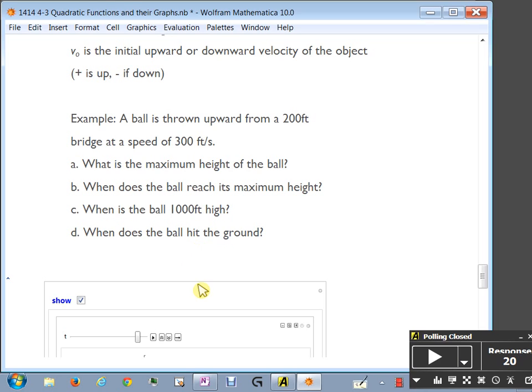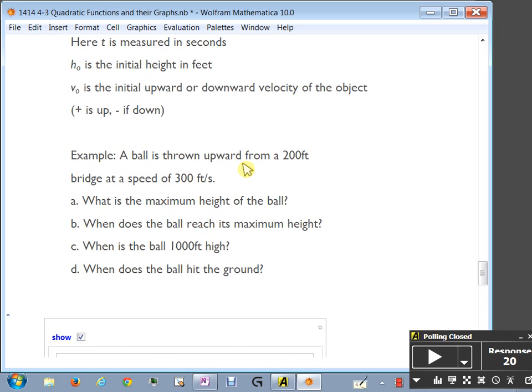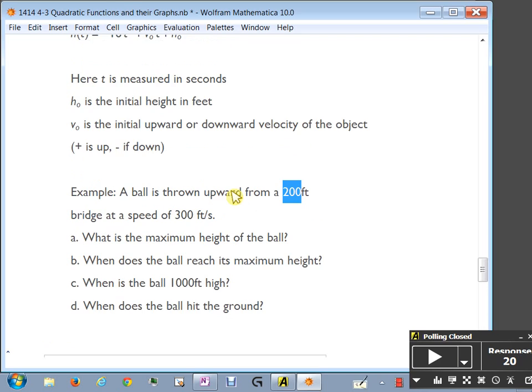Yes? Okay. We first need to come up with the function. It was thrown upward 200 feet per second. What's 200 for us in this problem? It's the V naught. Is it positive or negative? Positive, because it was thrown upward. Okay. The bridge has, at a speed, wait, hold on. No, hold on. 200-foot bridge. Sorry, that's our H naught. Sorry, that was my fault. The 300 feet per second is our V naught.